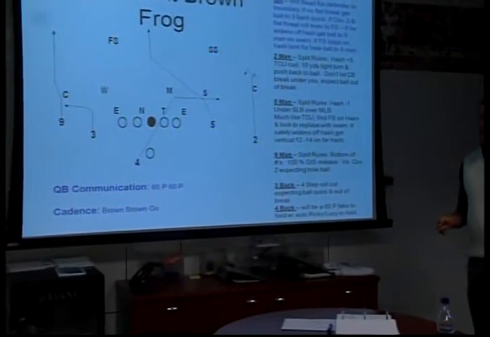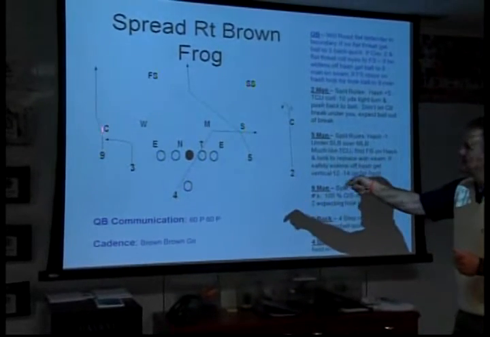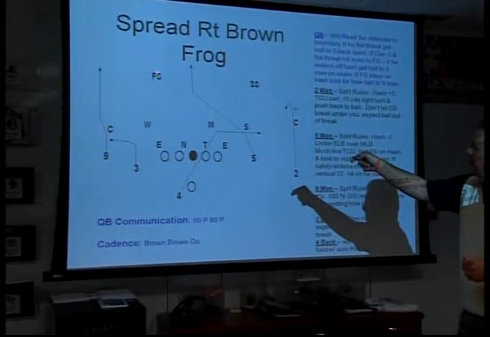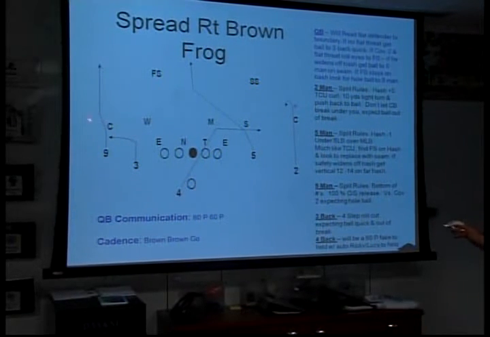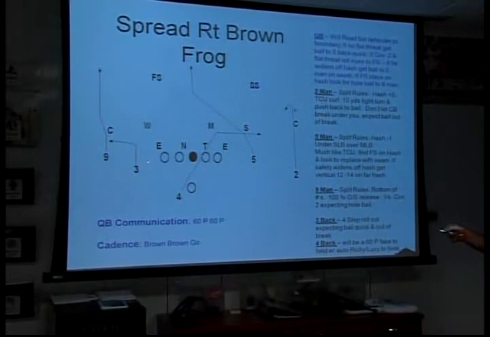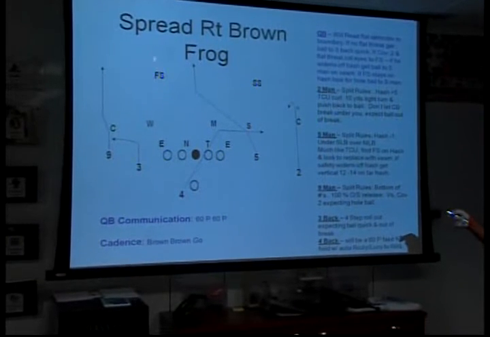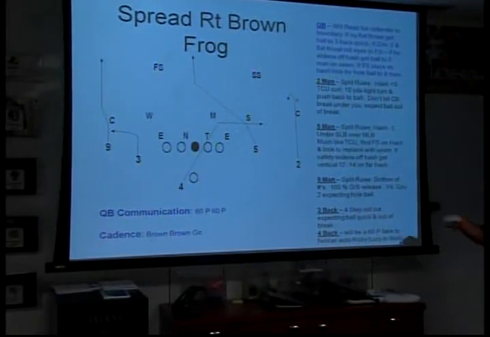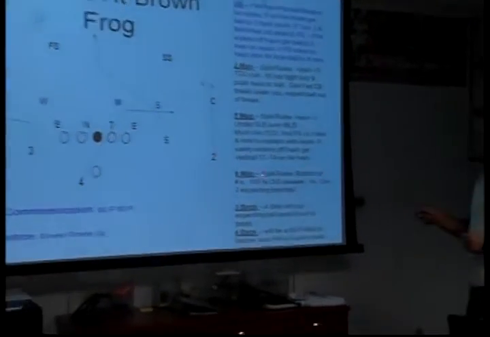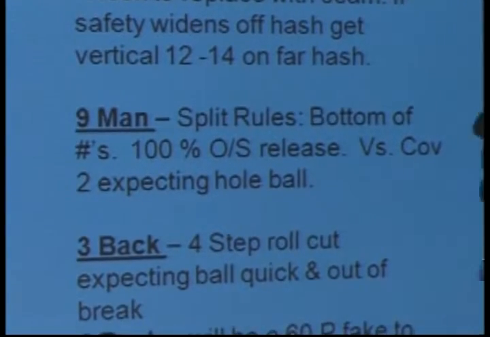Okay, the ball will come out now. If there is a cover two look, in this case with a corner down and a safety sitting high on a hash, then my first read still is the flat defender. If the corner bites on the 4-yard roll cut, then my eyes now roll straight to the safety. If the safety is still on the hash, then I'm looking to hit the hole ball shot right here. Okay? You can see right here. Bottom of numbers, outside release versus cover two, expect the hole ball shot.